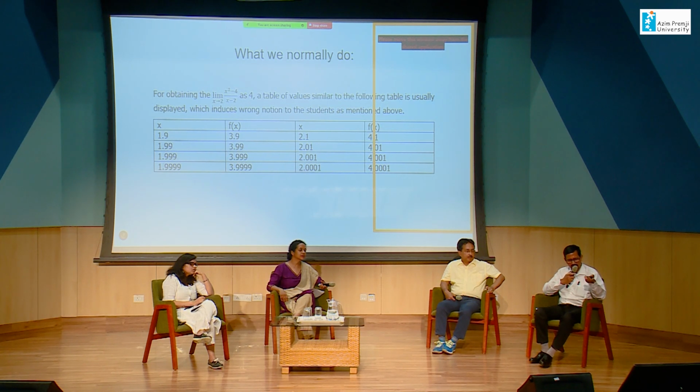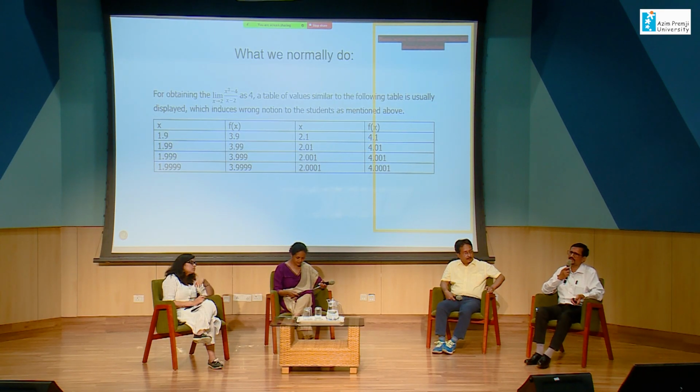And one more sequence that we give takes values which are larger than 2 and remain very close to 2. Then we look at the corresponding value of the function, and we find that the function remains close to 4. And then we ask the children to conclude that the limit of the function when x tends to 2 is equal to 4.